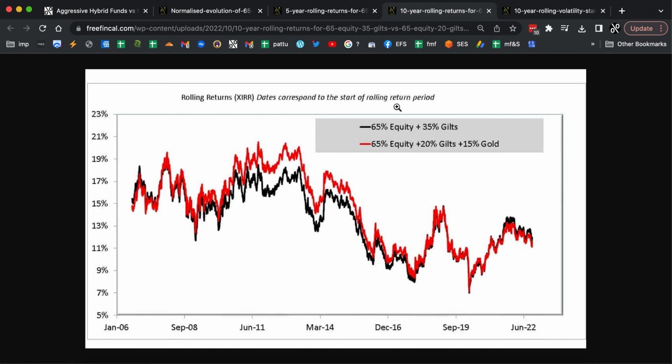Again, you can see that with 10-year rolling returns as well. There have been some portions where the addition of gold has done better, but then some regions where it has not. So there's no way to tell, after you start investing, picking one of them, which will do better. So there's really not much of a difference between the two funds.